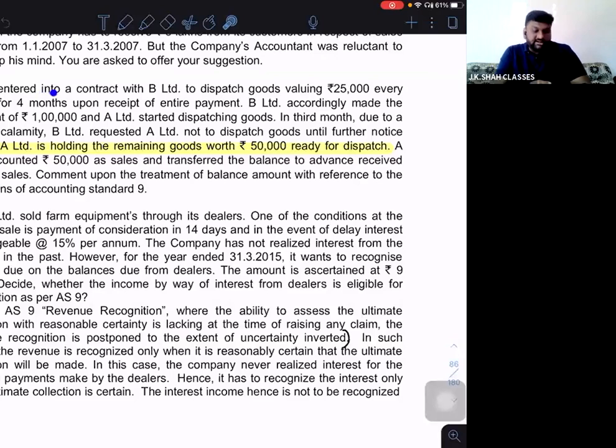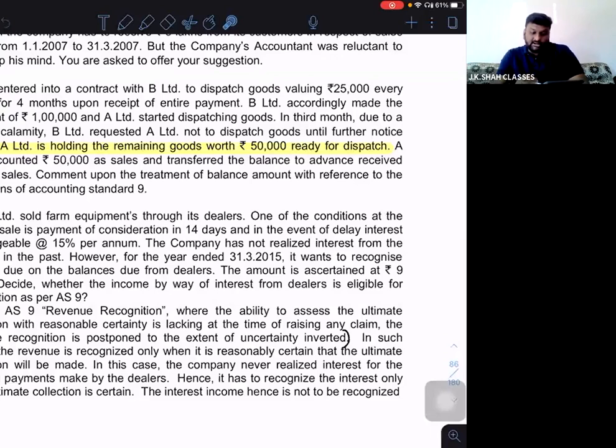A Limited entered into a contract with B Limited to dispatch goods valuing rupees 25,000 every month for 4 months upon the receipt of an entire payment. B Limited accordingly made the payment of rupees 1 lakh and A Limited started dispatching goods. So payment is already made in advance. 1 lakh rupees payment is made, and A Limited has also started dispatching 25,000 rupees goods every month.